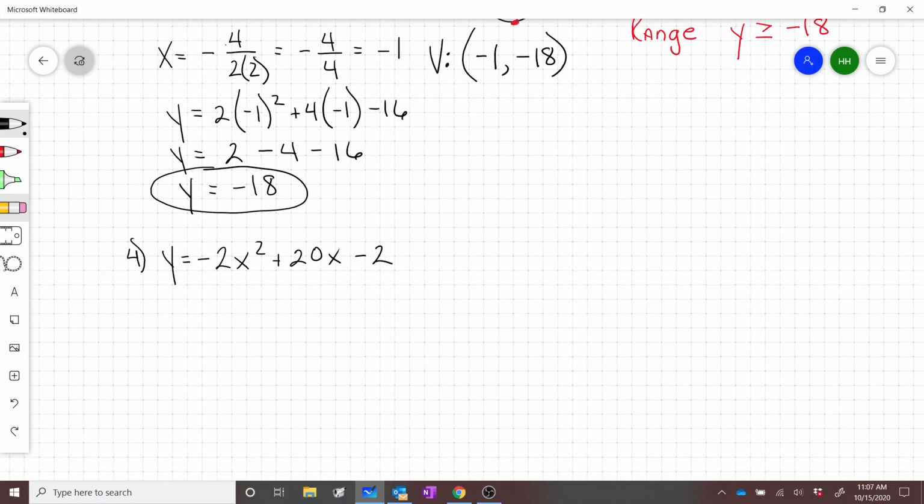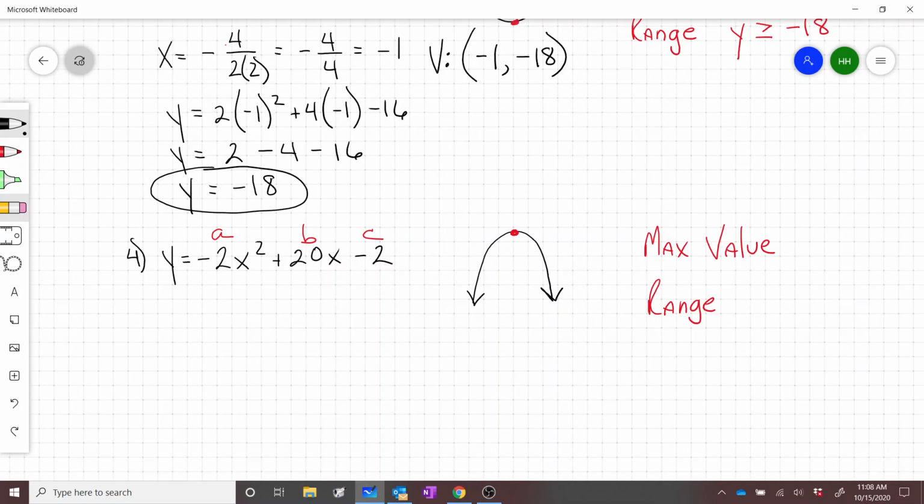Same question. This graph, the A value is right here. Here's your B value, and here's your C value. Since the A value is negative, this graph goes down. Since the graph goes down, the vertex is at the top, which means that this function will have a maximum value. And then we need the range. And to determine both of those, we need the vertex.